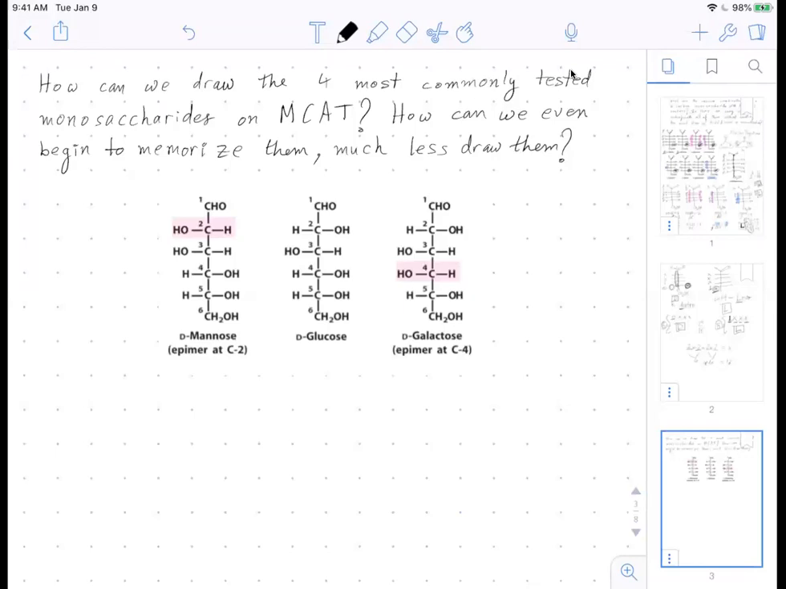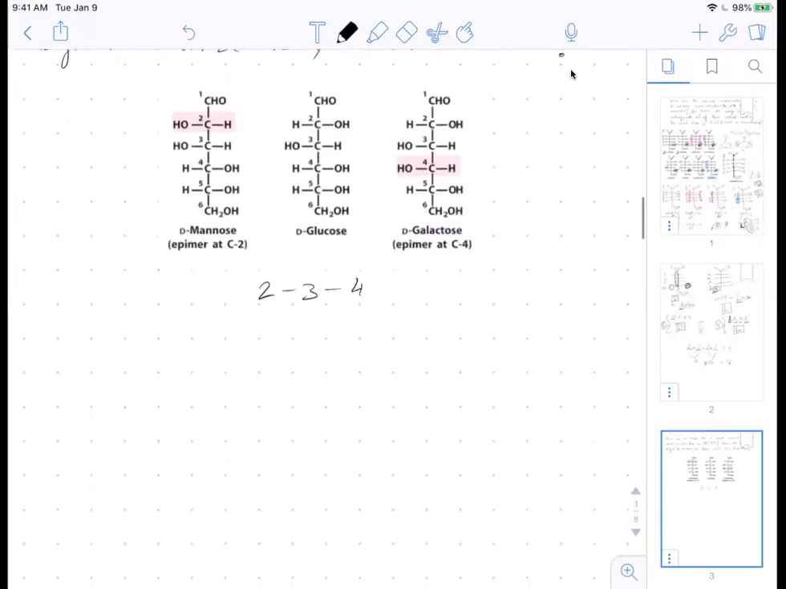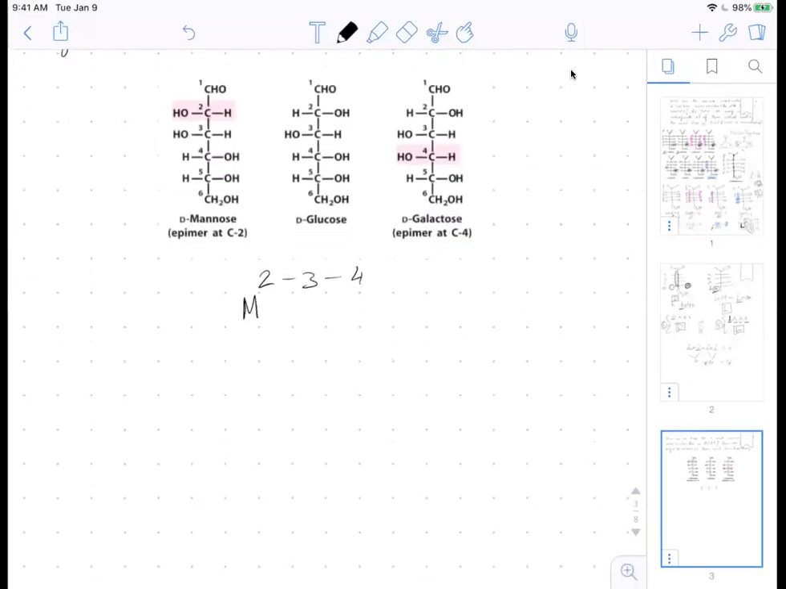So the mnemonic is 2, 3, 4. And it relies on remembering that mannose goes on the left, glucose goes in the middle, and galactose goes on the right. So let's start by drawing glucose.